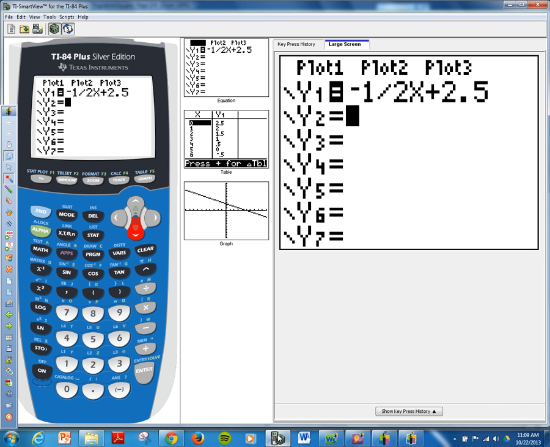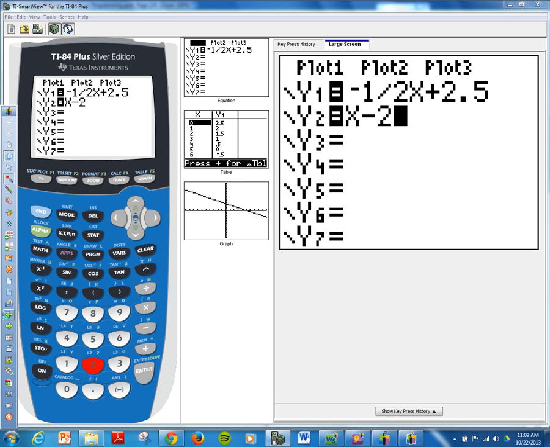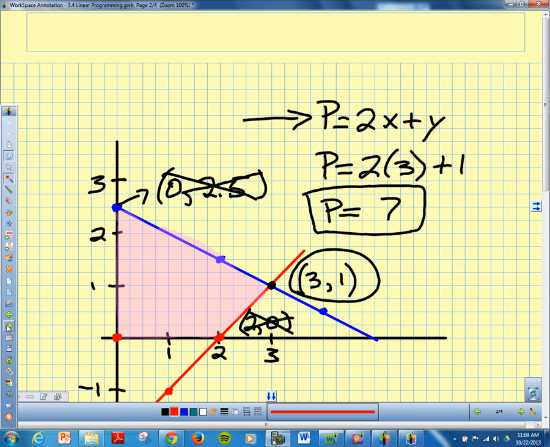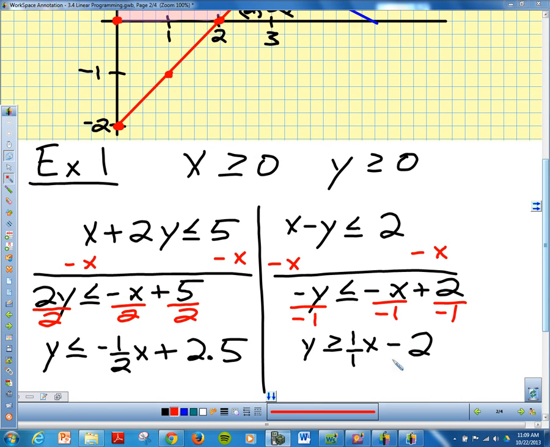Second equation was x minus 2, right? X minus 2. So you want to hit the minus now. And then we're going to hit graph after you get that in. I already put this one in, right? And now I'm putting this one in. Yeah. You don't need the 1 over 1. Exactly. So big graph.